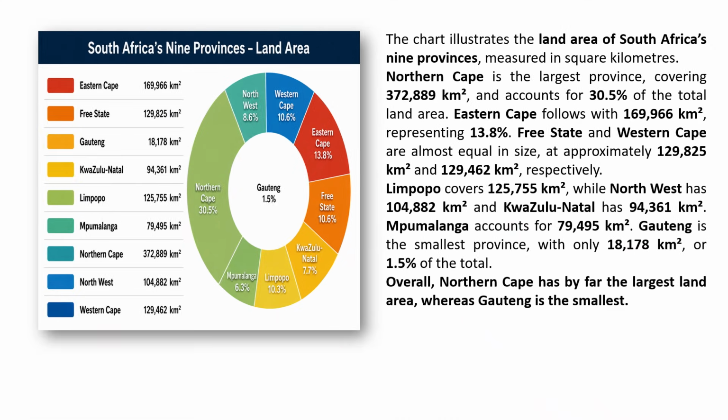The chart illustrates the land area of South Africa's 9 provinces, measured in square kilometers. Northern Cape is the largest province, covering 372,889 square kilometers, and accounts for 30.5% of the total land area. Eastern Cape follows with 169,966 square kilometers, representing 13.8%.